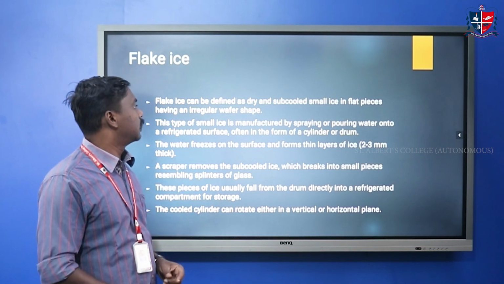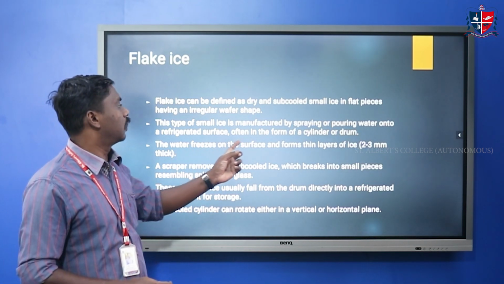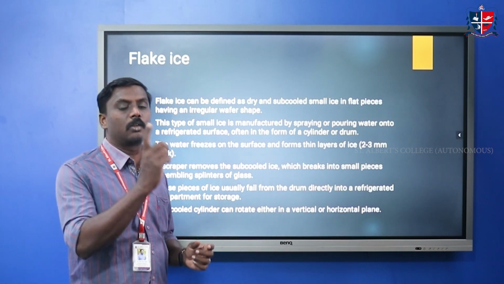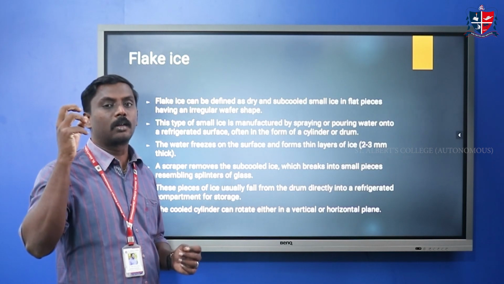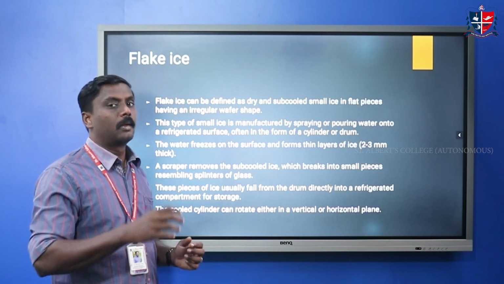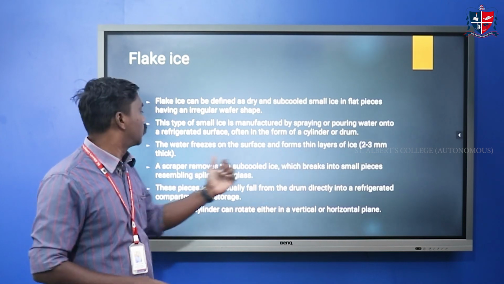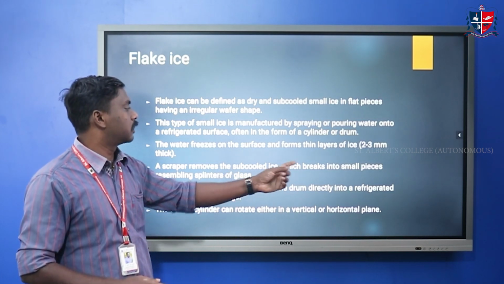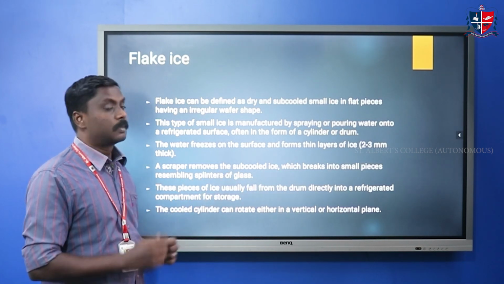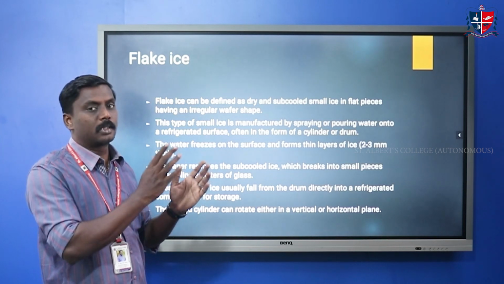This type of small ice is manufactured by spraying or pouring water onto a refrigerated surface, often in the form of a cylinder or drum. So a cylinder or drum is rotated, and water flows onto the drum and freezes on the surface, forming thin layers of ice, 2 to 3 millimeters thick. A scraper removes the subcooled ice, which breaks into small pieces resembling splinters of glass.